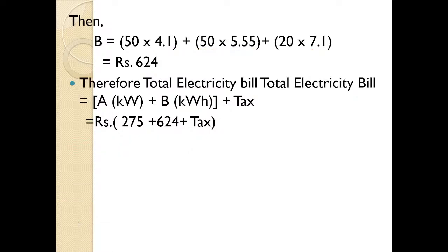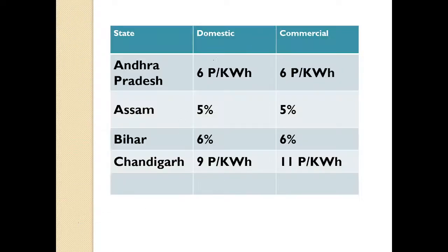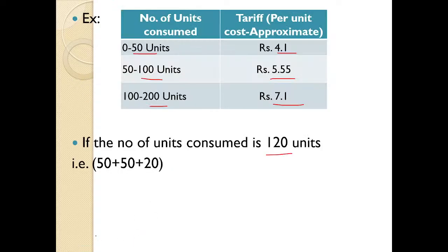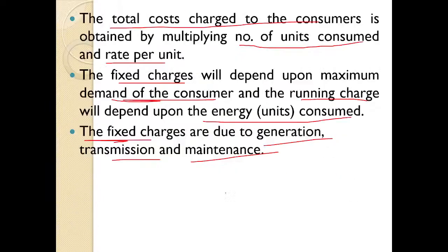So I got a chart from Google. I just searched and I got this for Andhra Pradesh, the tax rate for domestic and commercial loads. For some states, Assam, this is the tax rate for domestic and commercial. For Bihar, this is the tax rate, and for Chandigarh, this is the tax rate. Tax rates vary from state to state. So this is how the electricity bill is calculated per month for the given system.